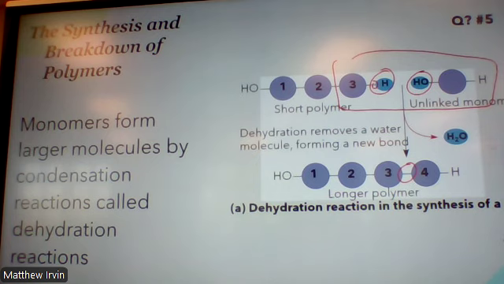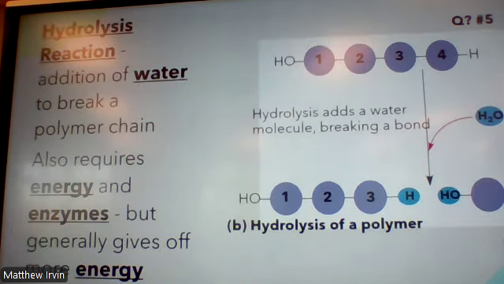What is dehydration synthesis? That's to build molecules. This is how we build starch. This is how we build fats. It's how we build proteins. It's how we build DNA. It's all dehydration synthesis. Hydrolysis is how we break everything apart. We put the water back in between the 2 molecules.